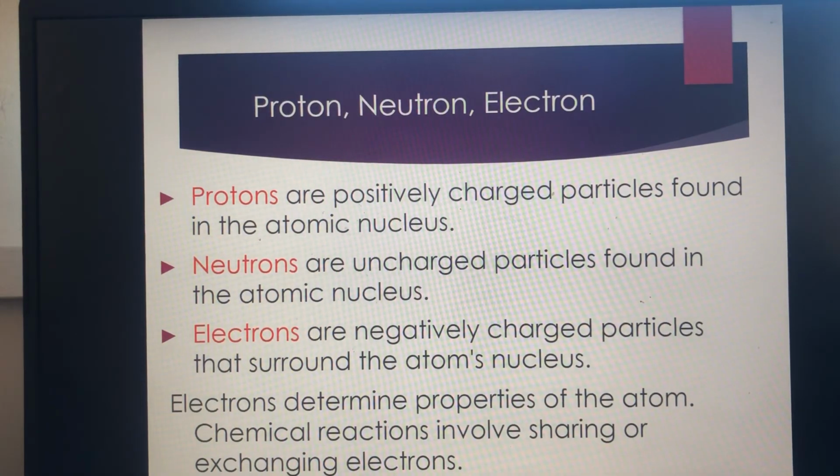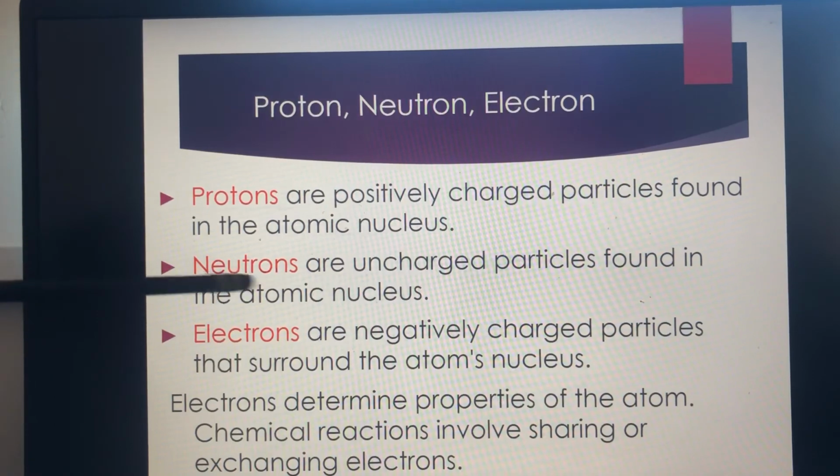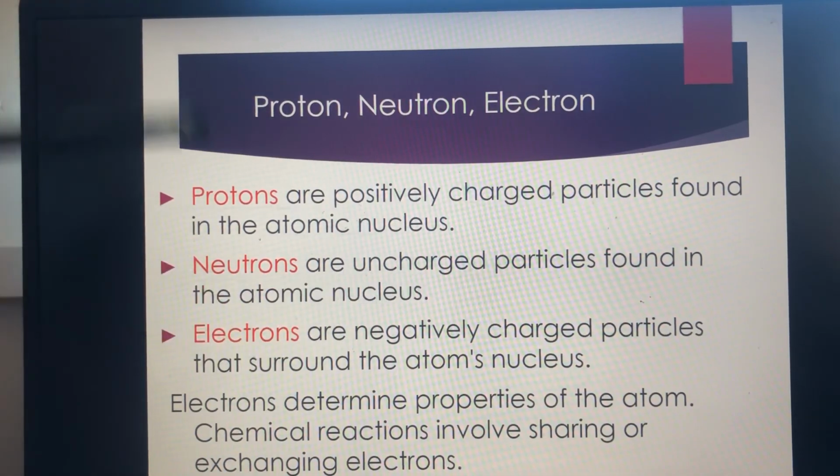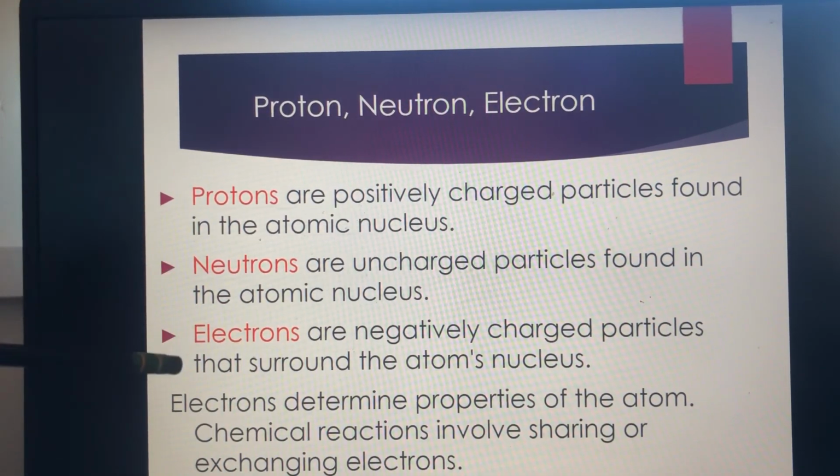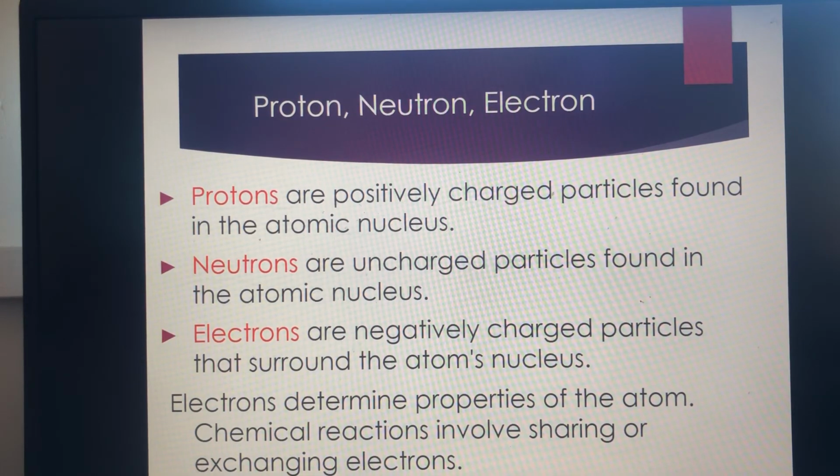All right, so this is that summary. Protons are positive. Neutrons are uncharged, or I like to think neutral because it starts with N. And electrons are negative. Electrons determine the properties of an atom. So the things on the outside determine the properties of an atom. And this is where we have chemical reactions, when they swap electrons to get their gorgeous octet, which we'll talk about tomorrow.